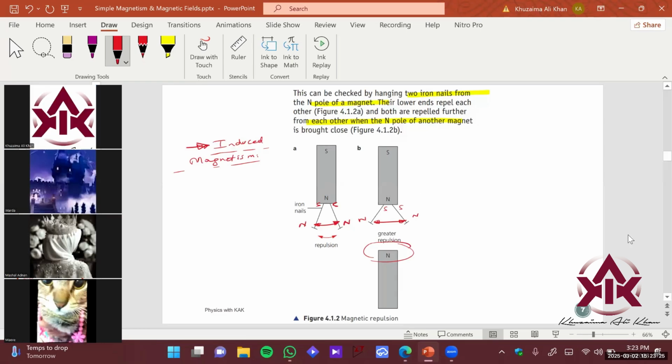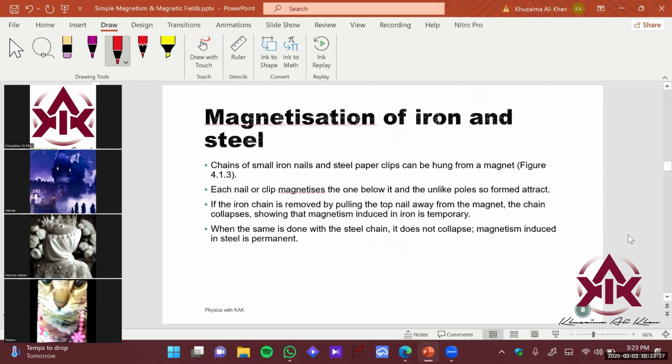So let's go on. We have magnetization of iron and steel here, right? These are two types of material, and we will learn how magnetization works for these two types of materials. Can anyone tell me, I told you in the lecture that one of them, iron or steel, is ferromagnetic. So which one is ferromagnetic? Is it iron or steel?